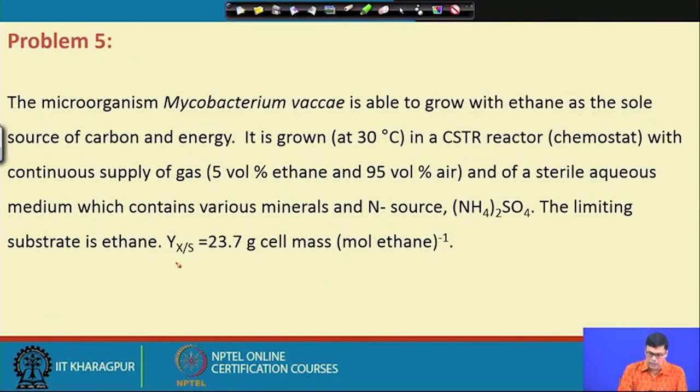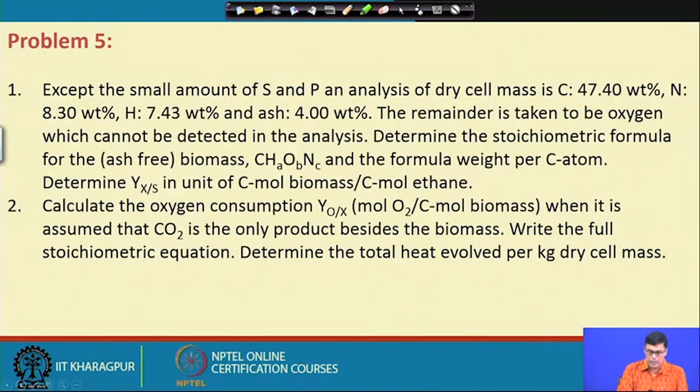In this problem, what is given is 23.7 gram of cell mass produced per gram of ethane. So, this you have to calculate as the gram atom of the cell produced per gram atom of ethane. That we shall have to find it out. This is the equation that we have, gram mole biomass per gram mole.